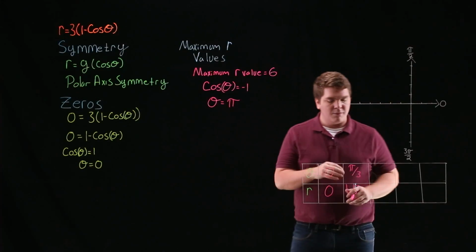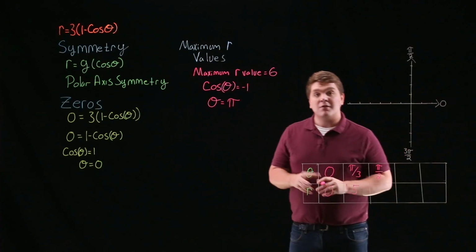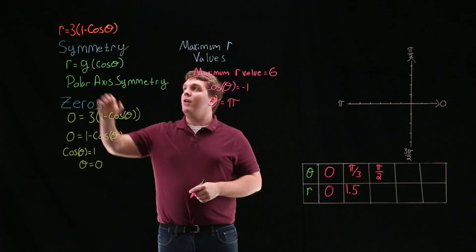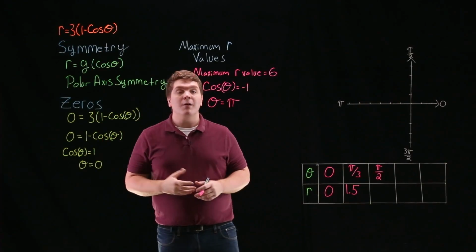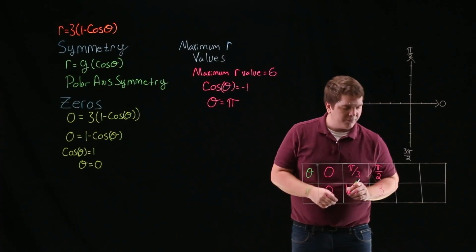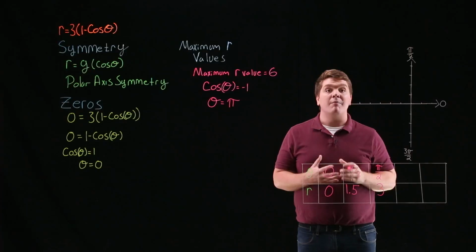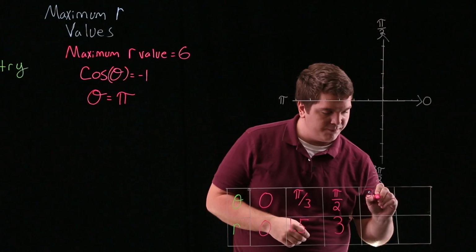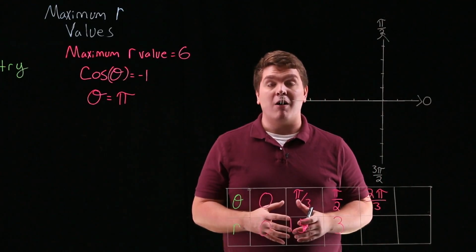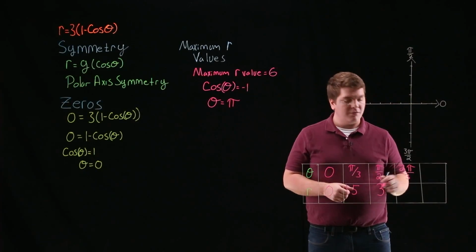Next, let's think about what happens when theta is equal to pi over 2. We're going to have 3 times 1 minus cosine of pi over 2, which is 3 times 1 minus 0, which is 3. So the r value at pi over 2 is 3. Next, let's think about another value between pi over 2 and pi, maybe 2 pi divided by 3. If we substitute this back into r, we'll have 3 times 1 minus cosine of 2 pi over 3, which ends up being 9 halves, or 4.5.